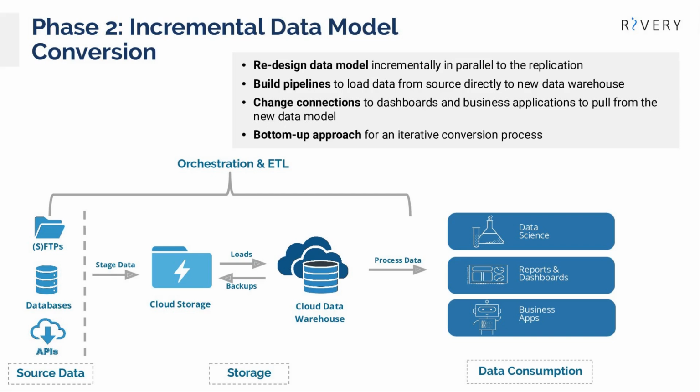So with each subject area, you'll want to assess the current data model of that area and what needs to be changed in that data model. Then, if possible, you'll build pipelines from the source systems themselves, eventually cutting out the middleman of the on-premise system. You'll then rewire the connections to downstream applications to pull from the new data model of the subject area.